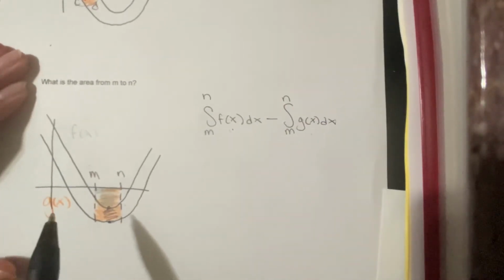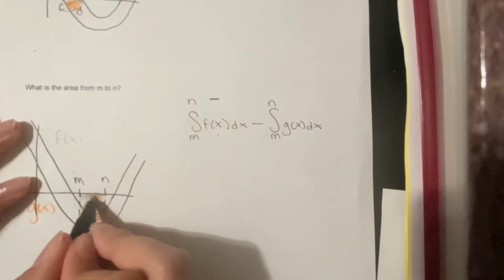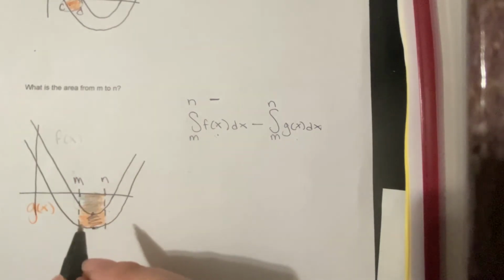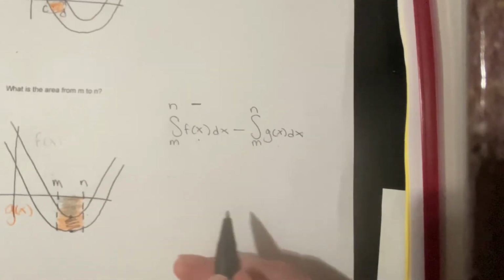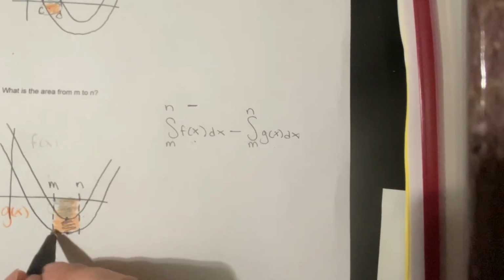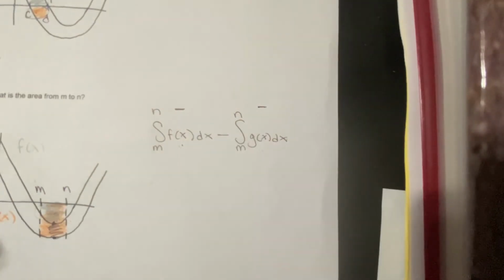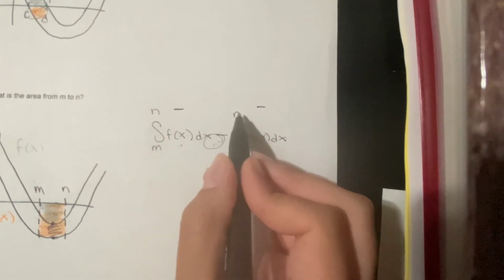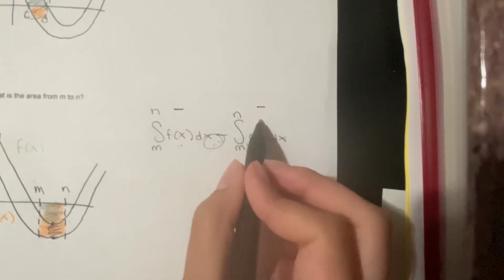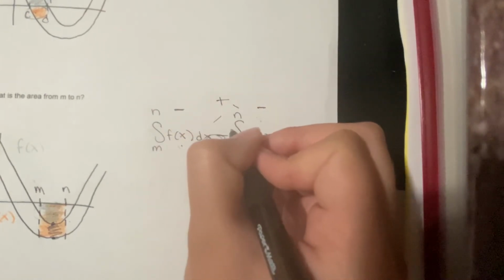Okay, so let's think about this. f of x's area is going to be negative, and it is only going to be the area that we don't want. And g of x's area, we know, is also going to be negative. But again, like the last problem, there is a minus sign right here, and g of x's area is going to give a negative value. So what we're going to end up getting is a positive value.